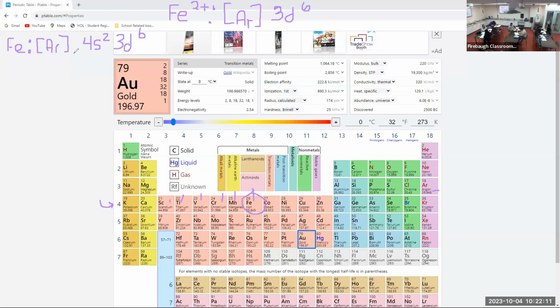Because we're removing 2 electrons. These electrons are being removed. So when it's a plus, we're taking away electrons, because remember, we're talking about electrons. That's what's happening here. We're taking away those 2 electrons, and you always take away from the highest period first.